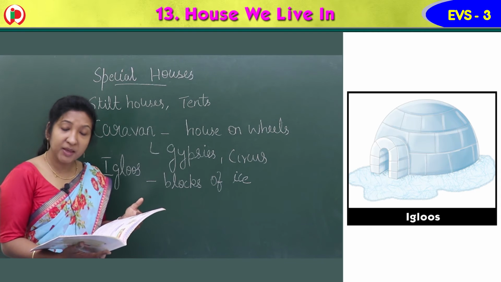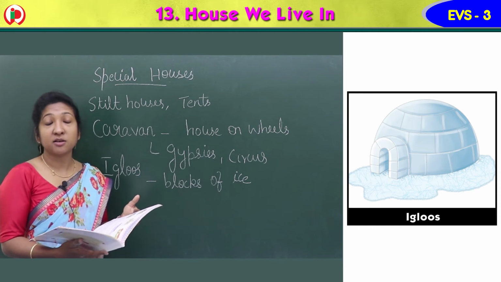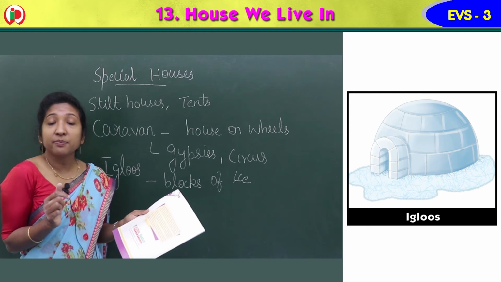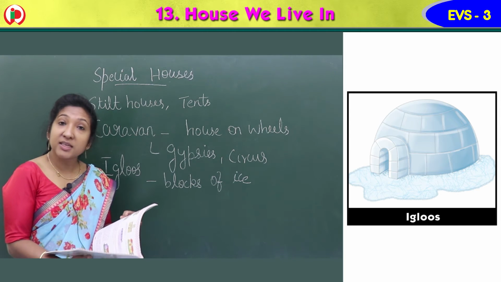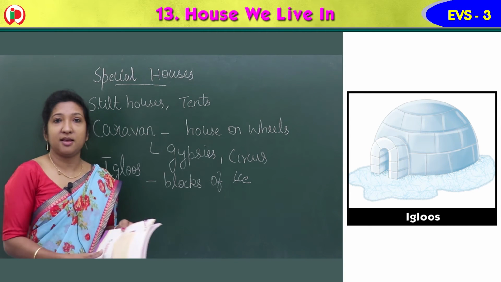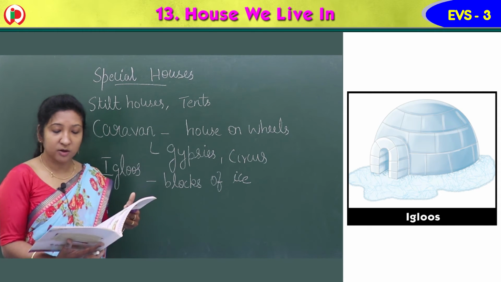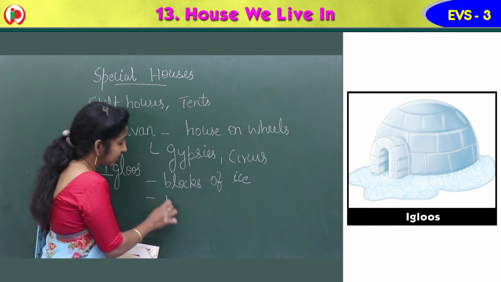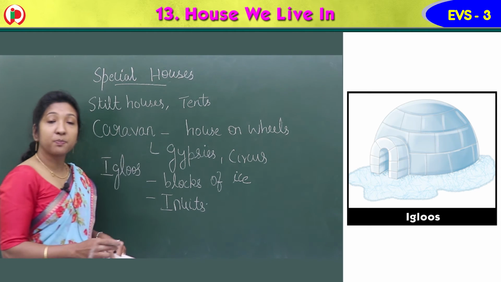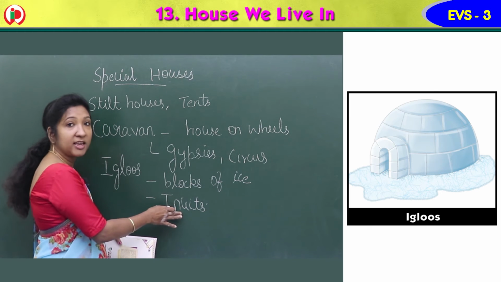They can only be made in extremely cold regions like Greenland. Greenland is a very cold region, children. There people make these kinds of houses because there we get these blocks of ice a lot. Inuits are the people who live in igloos. Which people live in igloos? Inuits. I-N-U-I-T-S. The people who stay inside this house, igloos, are called Inuits.